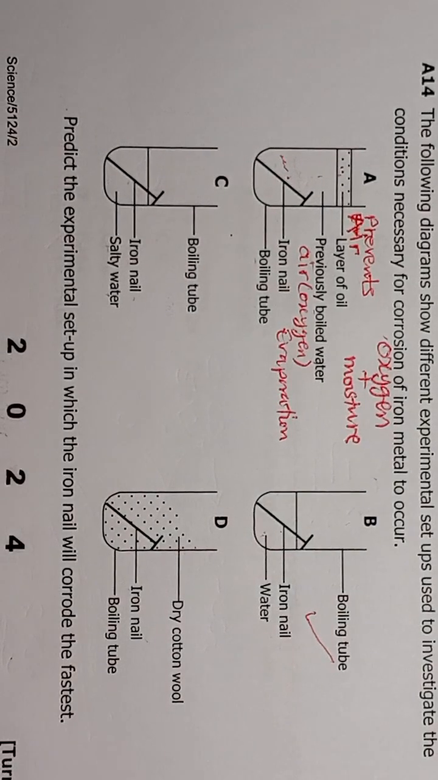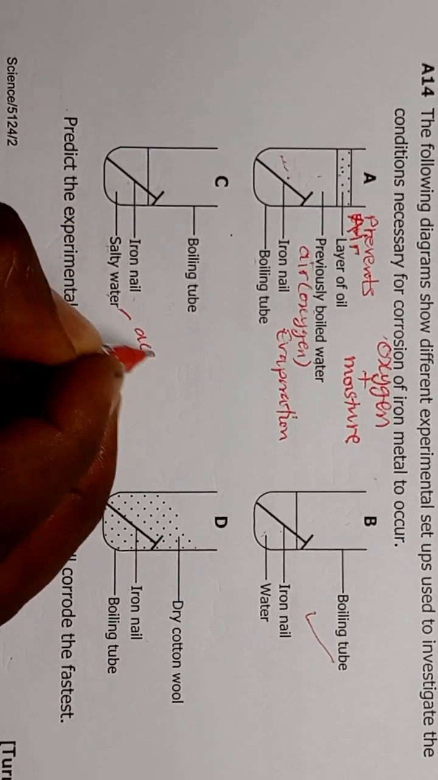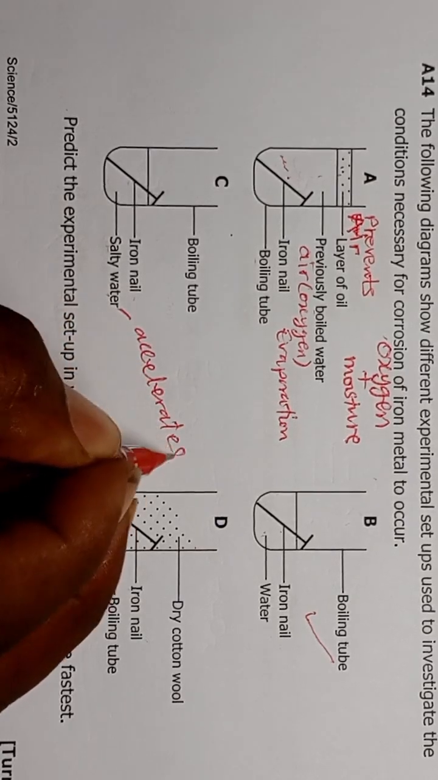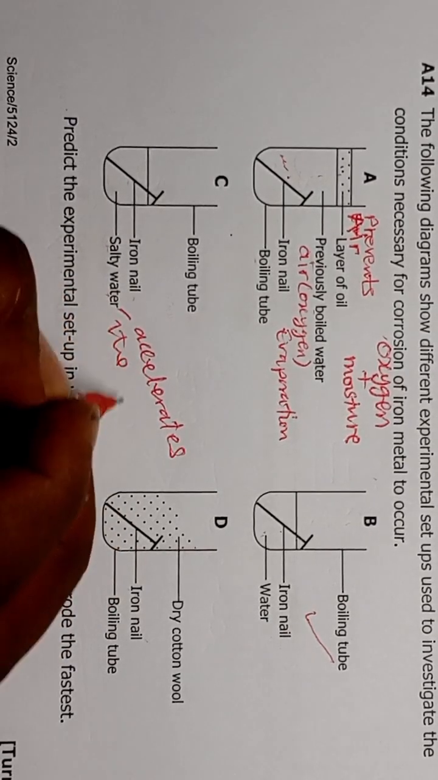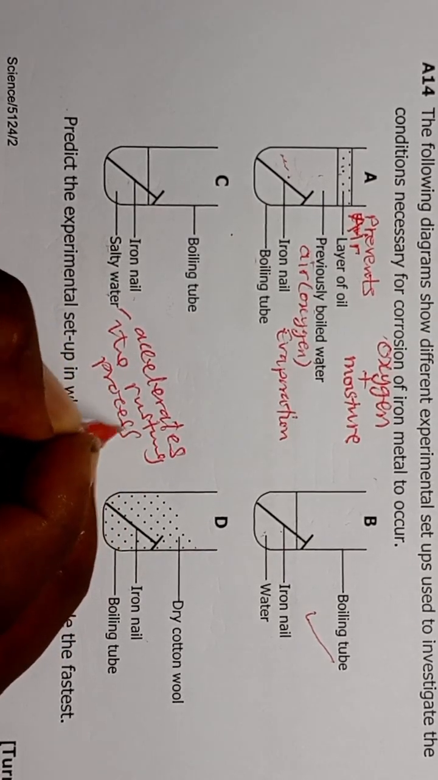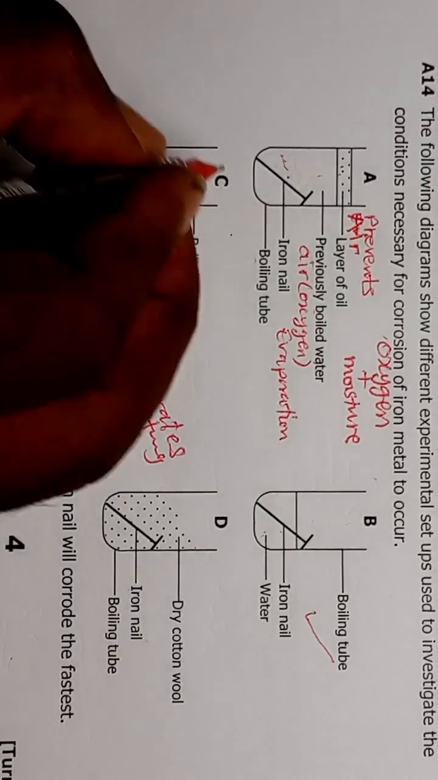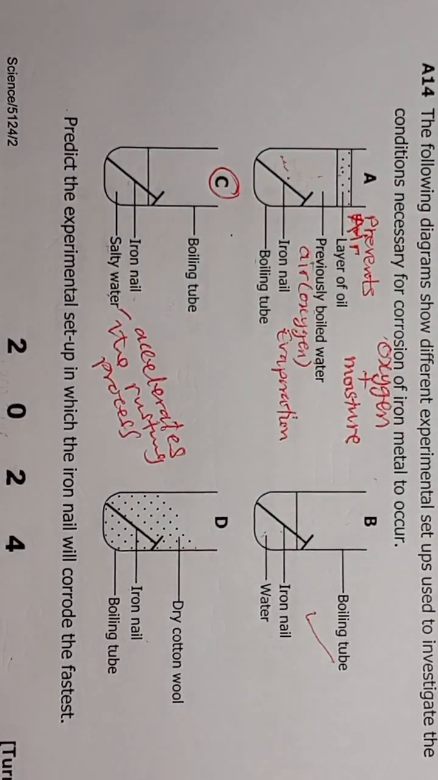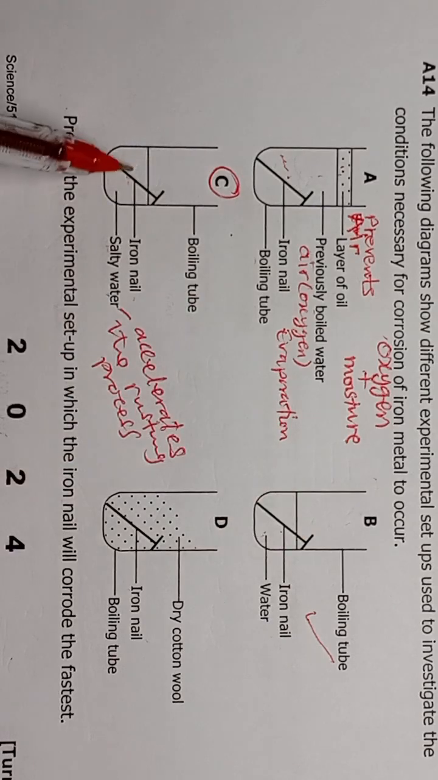Then option C, we have iron nail and we have salt water. Remember that salt water accelerates the rusting process. So in this case, this is the answer. Rusting will take place in B and in C, but the question is, predict the experimental setup in which the iron nail will corrode the fastest. Even in B it will take place, but the fastest is here.